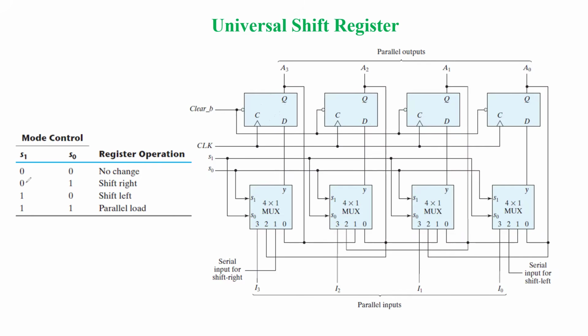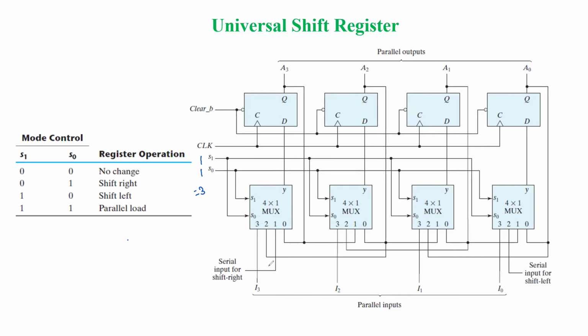And the last one we can see is the parallel load. In case of parallel load, if you see, the data inputs are connected parallelly to port 3 of each multiplexer, and the selection line combination is 1 1. The decimal equivalent is 3. That's why it is going to perform the parallel loading, and the data inputs are connected to port 3 of each one.